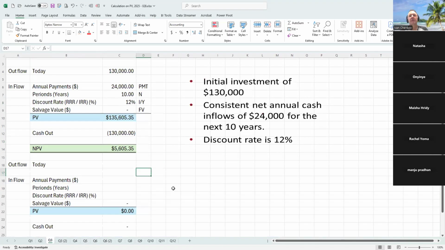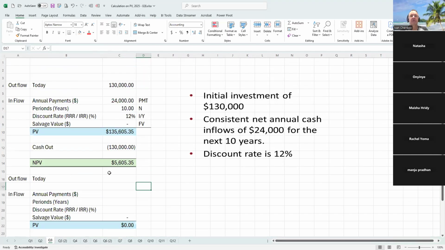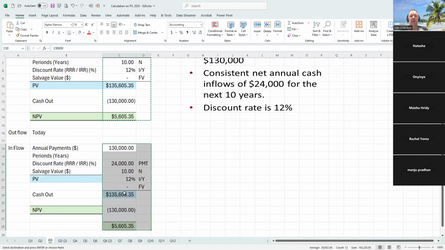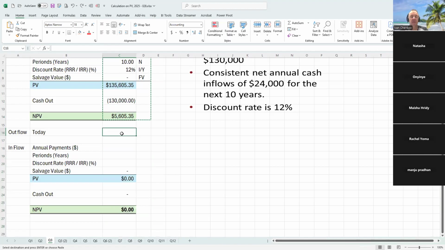So let's stay here with this question, the very first question, if you remember. Let's put those numbers here and let's see what we get. No, that's not the one. Today, that will be the one.